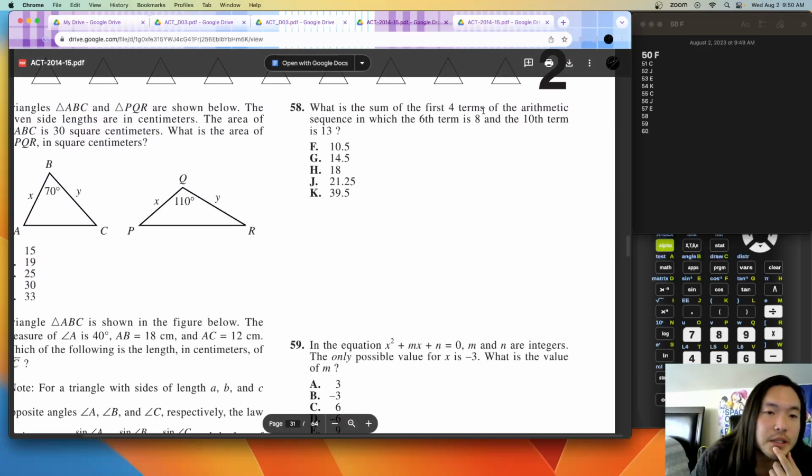What is the sum of the first 4 terms of the arithmetic sequence where the 6th term is 8 and the 10th term is 13? So an arithmetic sequence is one where you add the same number over and over. So let's just make a table, right?